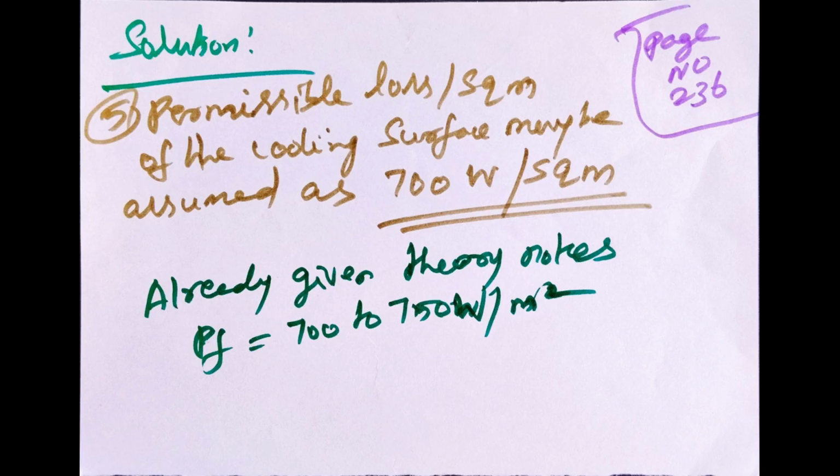Solution, fifth: the permissible loss per square meter of the cooling surface may be assumed as 700 watts per square meter. We already explained this in theory classes and in the theory notes. PF is equal to 700 to 750 watts per meter square.